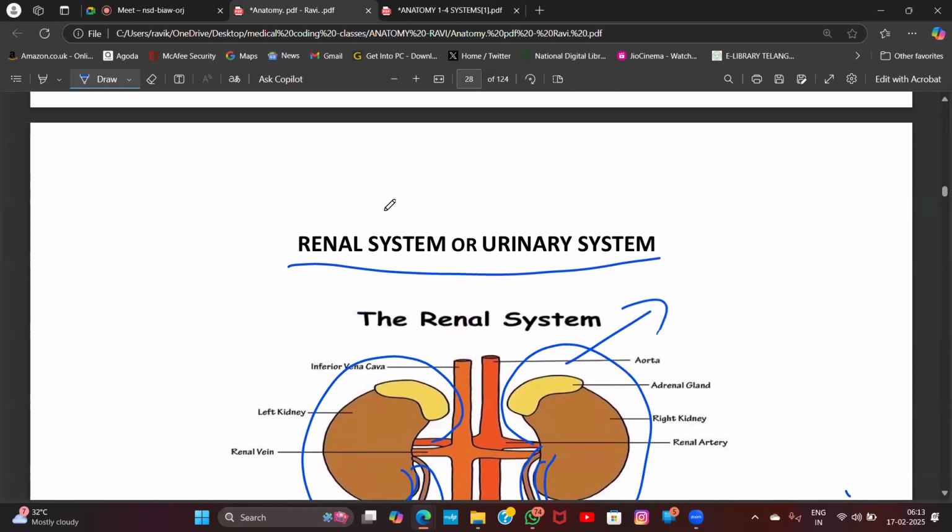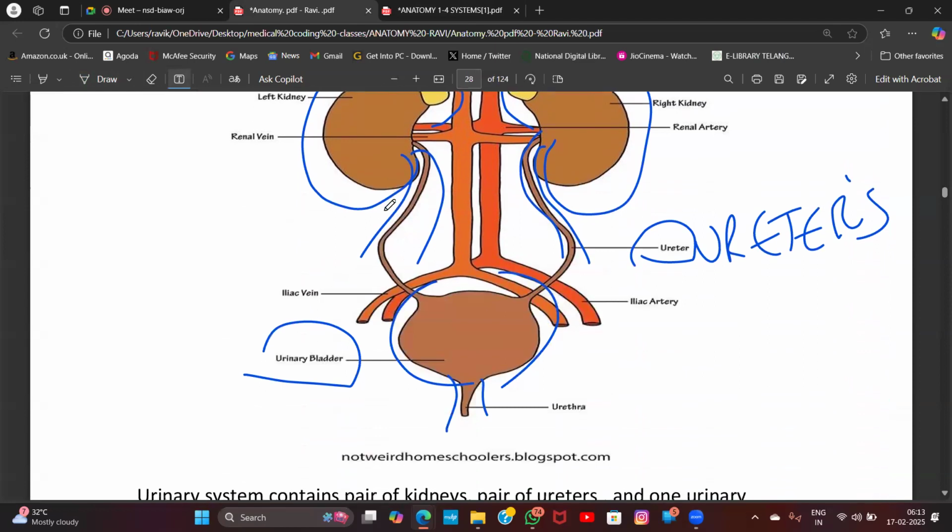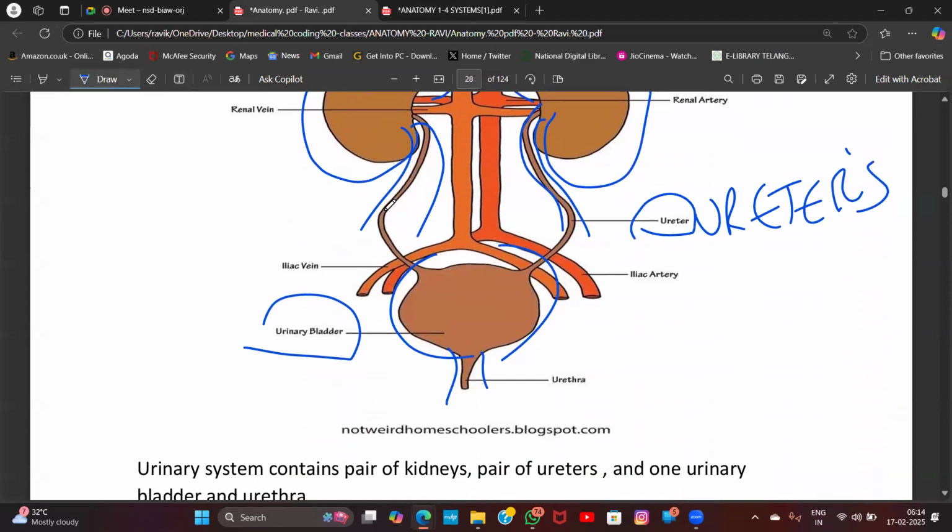What is the medical term for kidneys? Renal or nephro. Next, after the kidneys and ureters comes the urinary bladder. What is the medical term for urinary bladder? Cysto. Cysto is the medical term for urinary bladder.